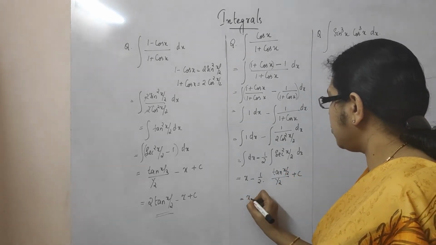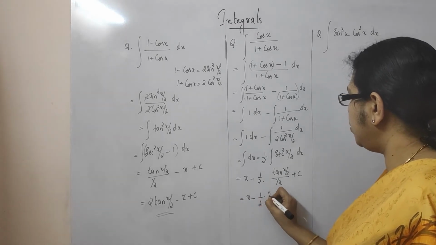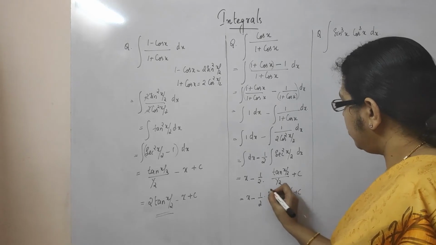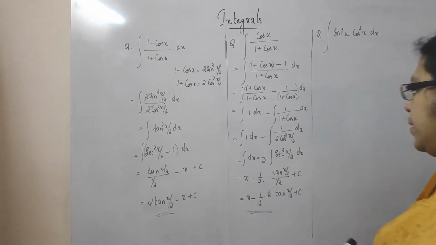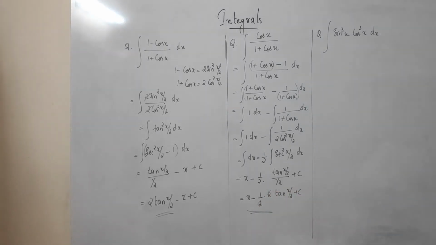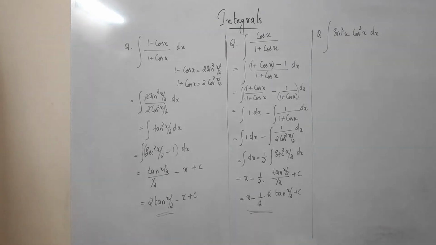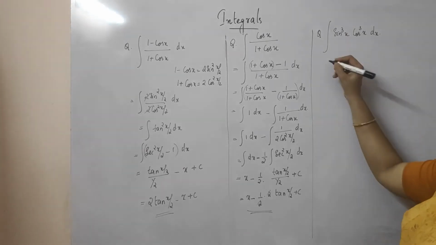That is x minus 1 by 2 into 2 into tan x by 2 plus c. 2 and 2 cancel, and you get the answer as x minus tan x by 2 plus c. Am I clear? Okay. Now coming to this part, integral of sine cube x into cos cube x.